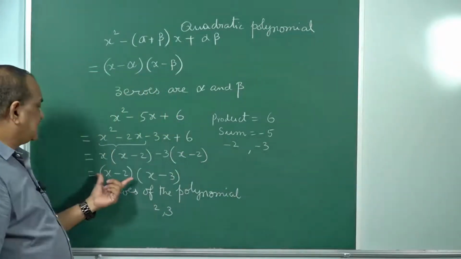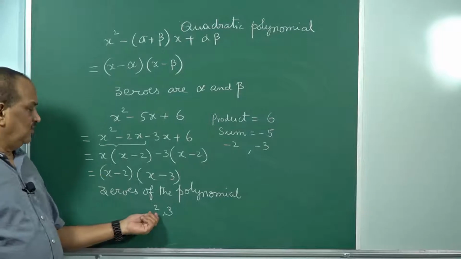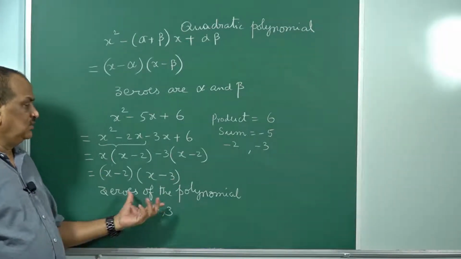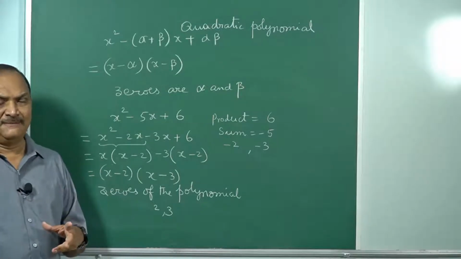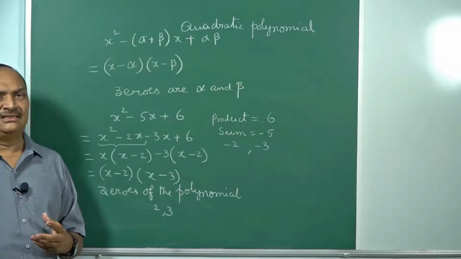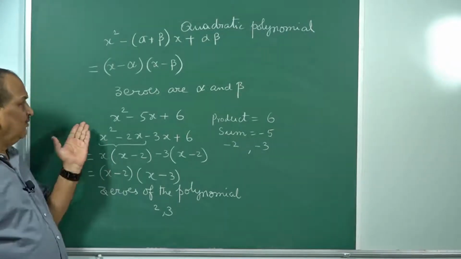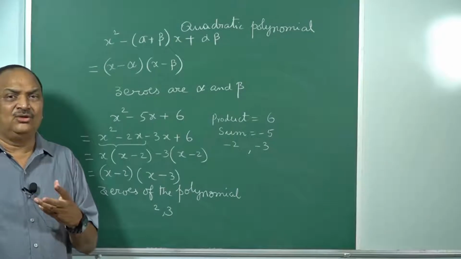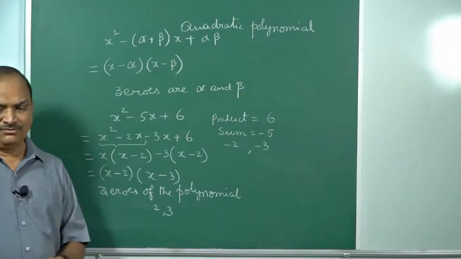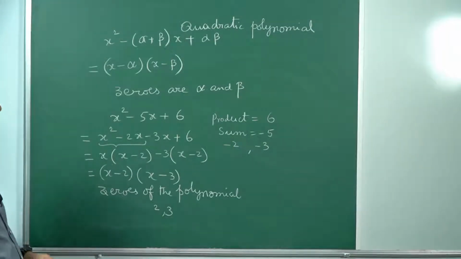Like if this has to become 0, x must be 2, and if this has to become 0, x must be 3. Therefore there are two zeros for a quadratic polynomial. All the time, it's not necessary that you should have 2. That should be considered very seriously here. I'll give you now one polynomial where you don't have two zeros, though it is a quadratic polynomial, you have only one. Let us see a case.